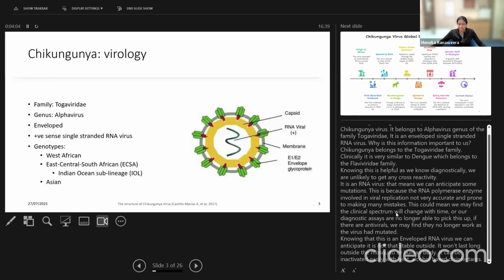So as I mentioned, when we are thinking of the mutations that have happened, now we've got 3 genotypes: West African, East Central South African, and there is the sublineage Indian Ocean and the Asian genotype. So 3 main genotypes, and there is talk whether the Indian Ocean sublineage can be considered a genotype in its own right because of the mutations it has undergone.